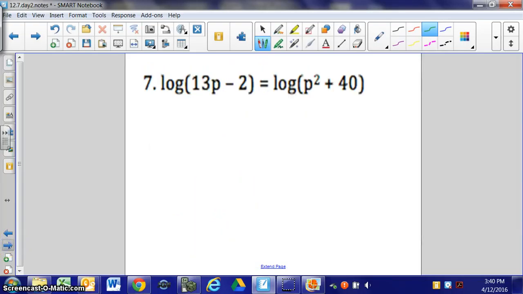All right, you try this one. Now notice that we have a quadratic, so we should expect two different answers. But go ahead and try this one with log base 10s and see how it goes. Check back in with me when you're done.